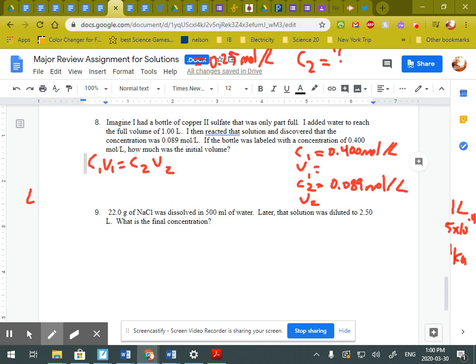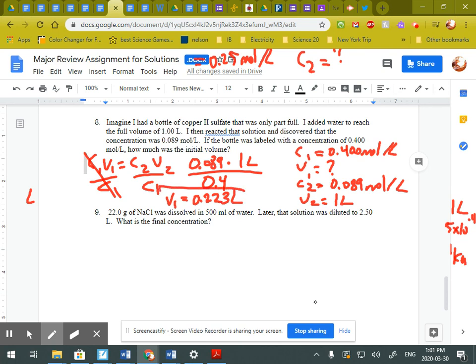Okay? What was the initial volume? We don't know. What was the volume of the second system? Well, it's 1 liter. Okay, so we're solving for V1. Divide both sides by C1 and throw our numbers in there. 0.089 times volume of the second system, 1 liter, divided by the concentration of the first system, 0.4. 0.089 times 1 doesn't change it. Divided by 0.4, I get 0.223, looks like 3 sig figs. The volume of the first system is 0.223 liters. Okay, so to make that 1 liter container, I would add water until it got to 1 liter.